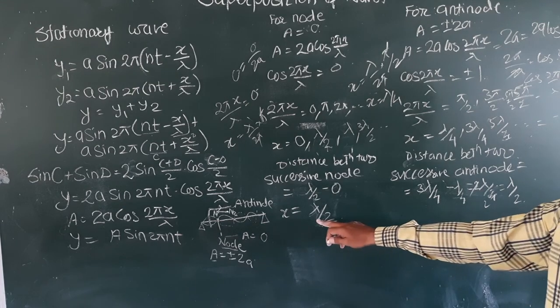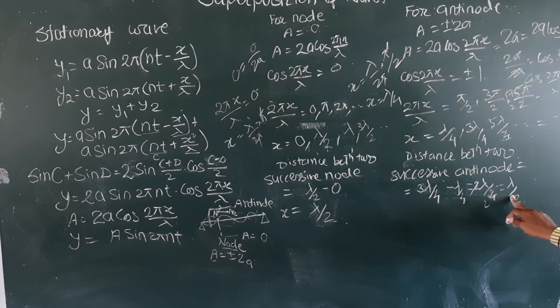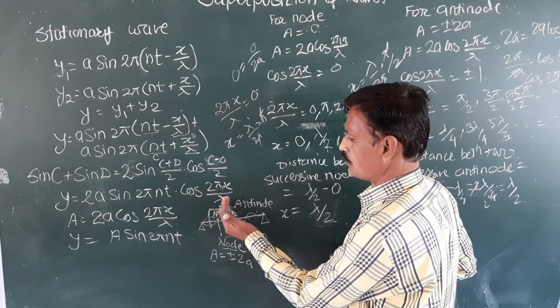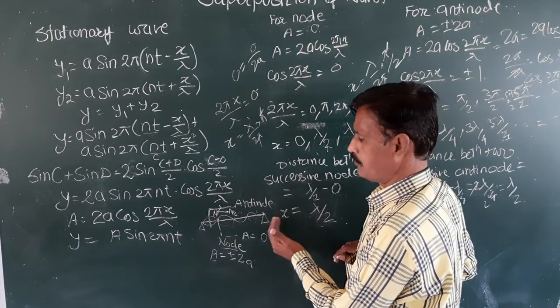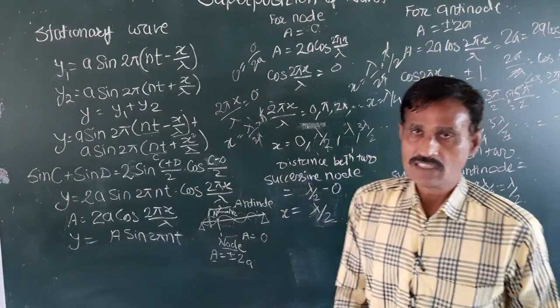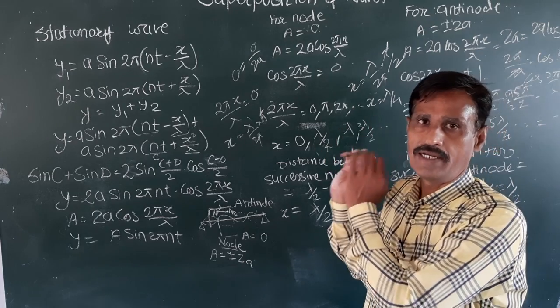So the distance between two successive nodes is lambda by 2. The distance between two successive antinodes is lambda by 2. Thus, the nodes and antinodes are alternately formed. They are equally spaced. So this is the expression and these are the conditions for nodes and antinodes.